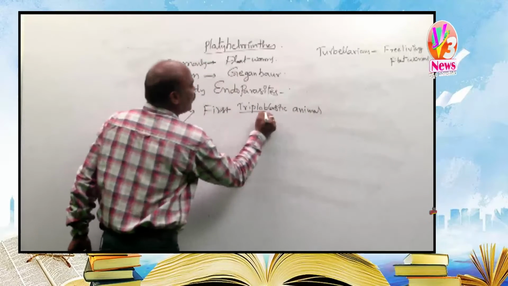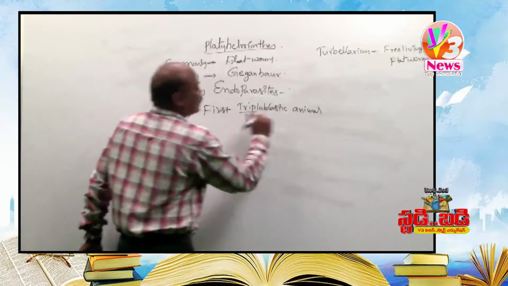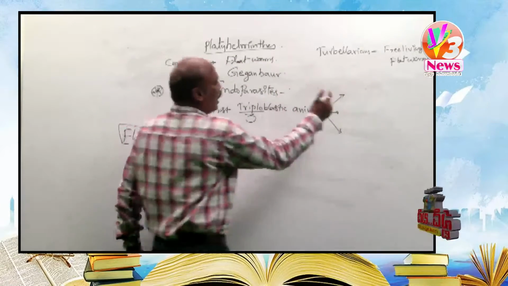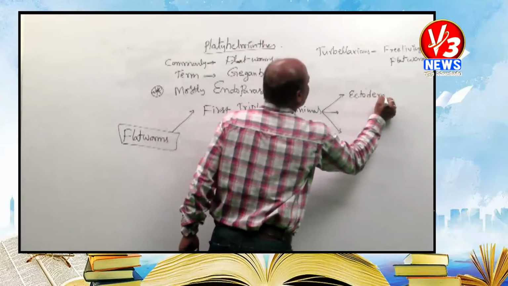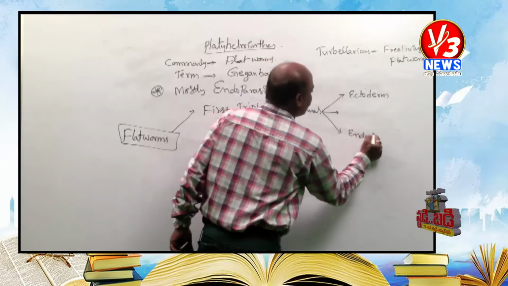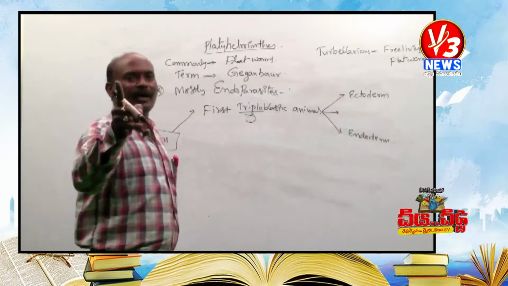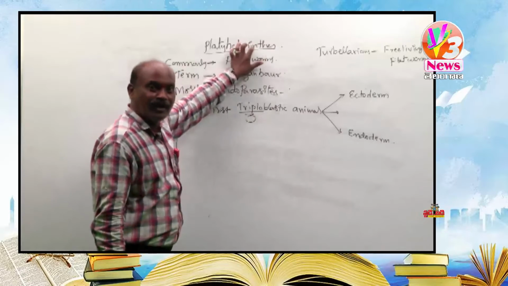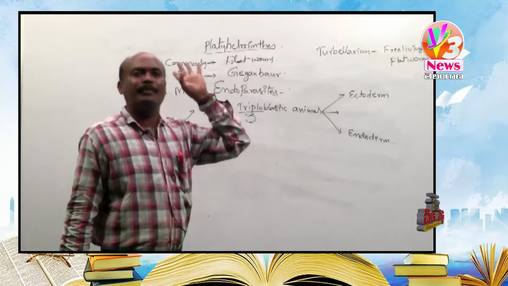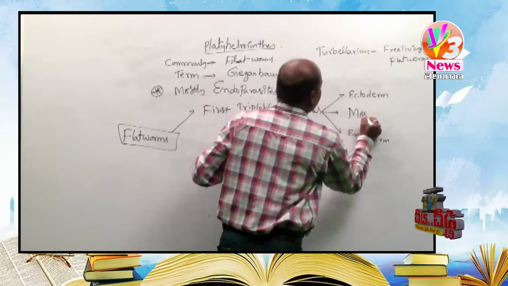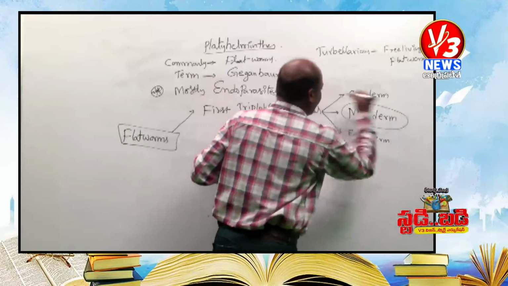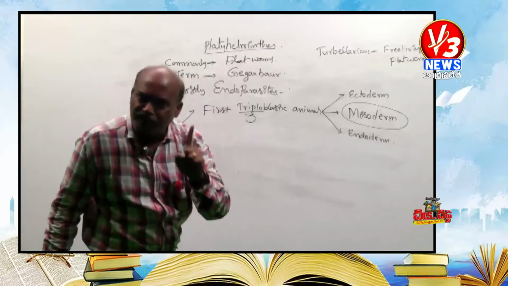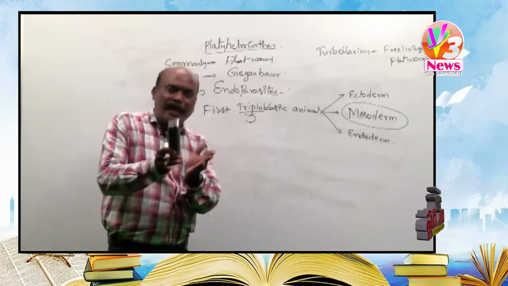These are the first triploblastic animals. Yes, this is a new word for us. We discussed Cnidaria as well as Ctenophora; they are diploblastic animals. Diplo means two, blast means layers. Here these are the first triploblastic animals. Triplo means three. So their body wall possesses three layers. Already we know two: outer ectoderm, inner endoderm.